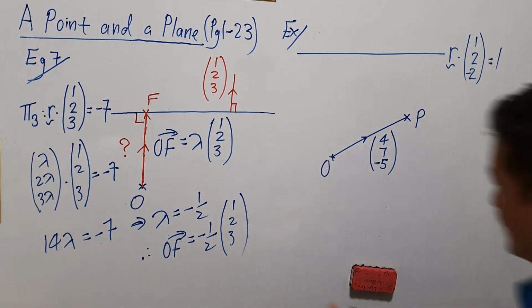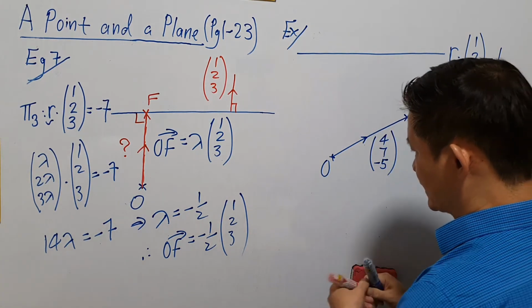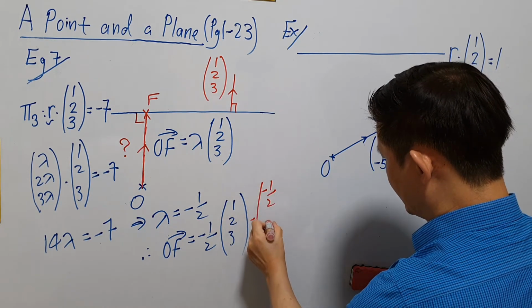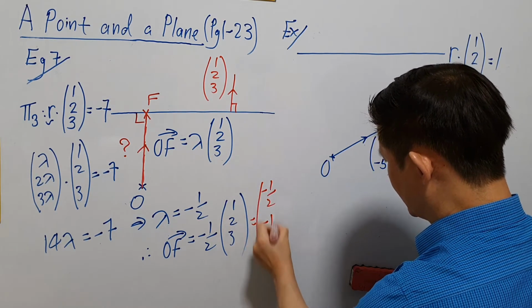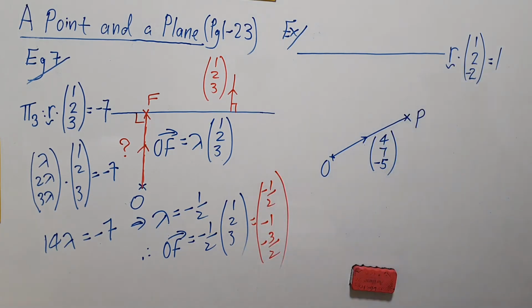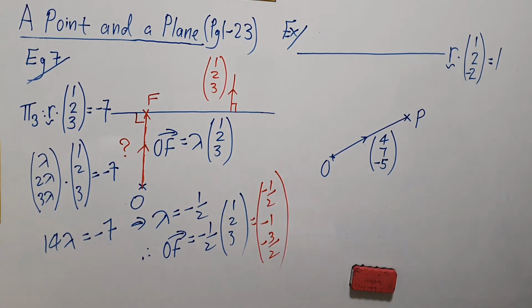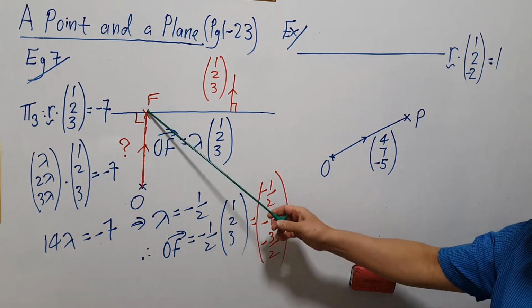You can choose to write this as equals to minus half, minus 1, minus 3 over 2. Right? This is how you can find the foot of perpendicular from the origin to a plane. Now I'm going to give you another example, and this example is actually taken from a tutorial. Over here we have found the foot of perpendicular from origin to a plane.